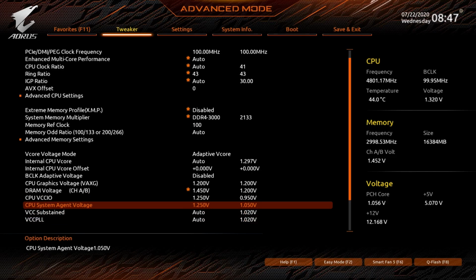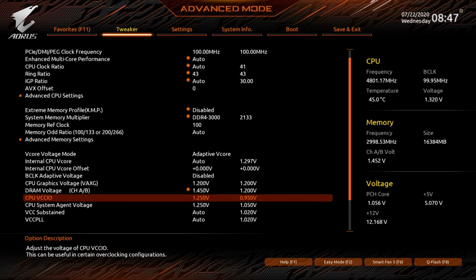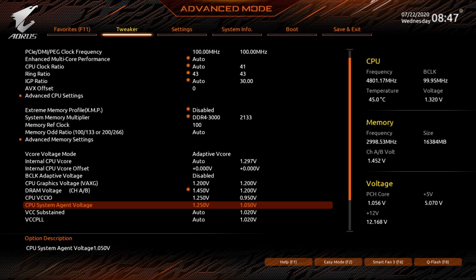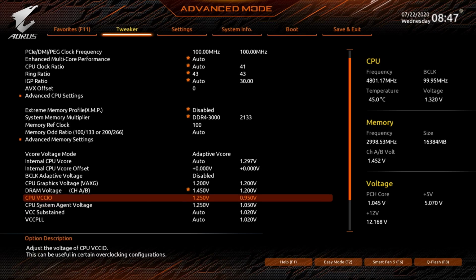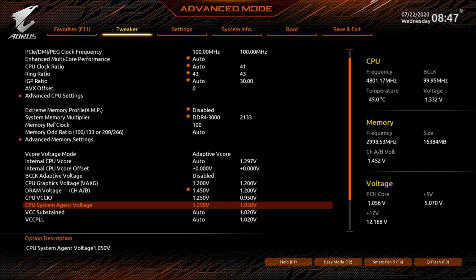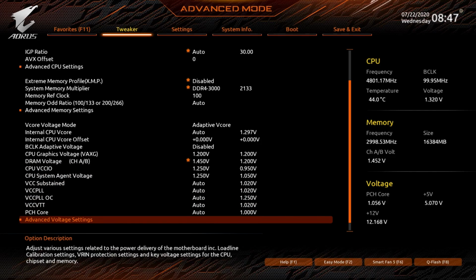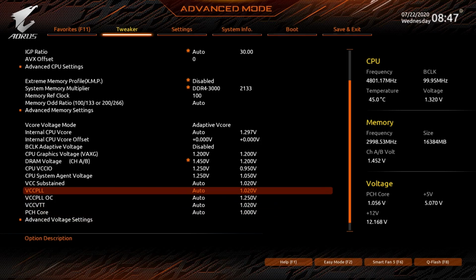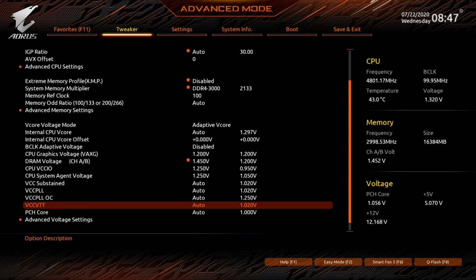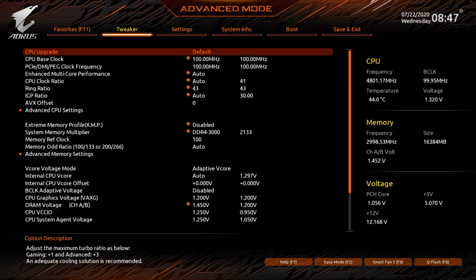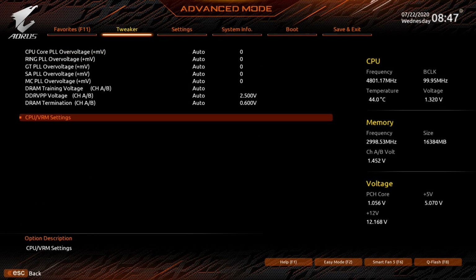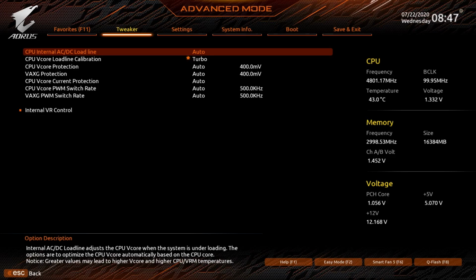VCCIO and the system agent voltage, we're going to leave at 1.25 for now. We can go as high as 1.35, and higher than that, you're kind of gambling a little bit. So we're going to max that out at 1.35, but we shouldn't need to mess with that until we start playing with the RAM. And these voltages down here really only apply for preventing cold bugs with liquid nitrogen, so that's not something we're concerned with here.